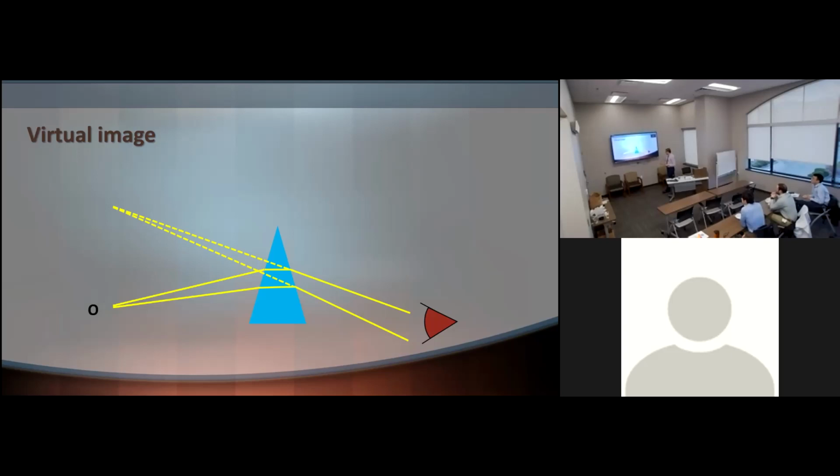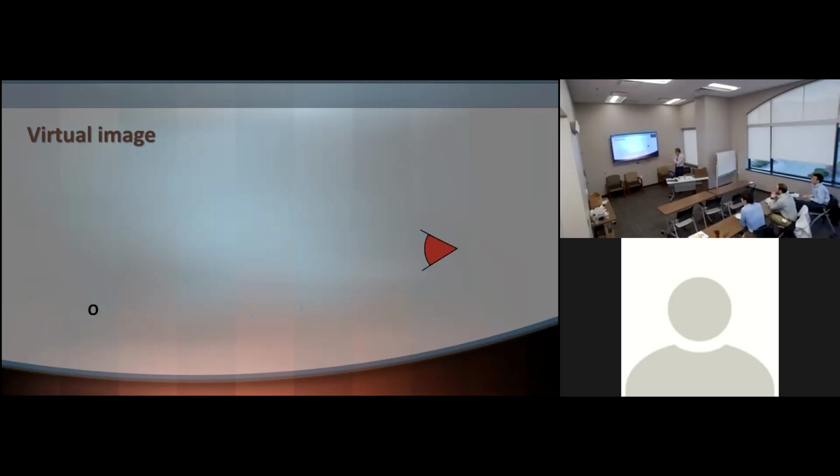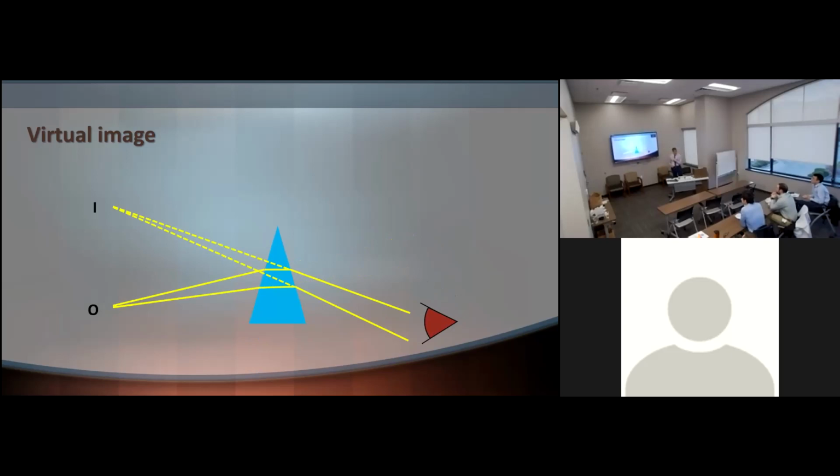Okay, let's go back a little bit. Here's the object with diverging lights. We see it. The prism comes in the way. The rays bend to the base, and we connect the dots. What we actually see is the image that is displaced toward the apex.